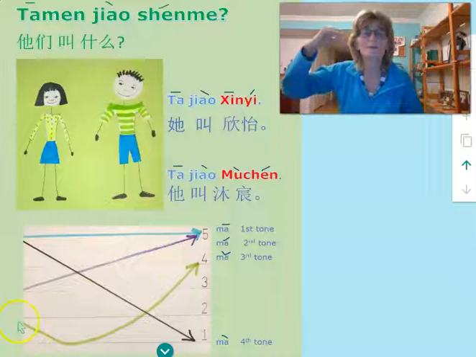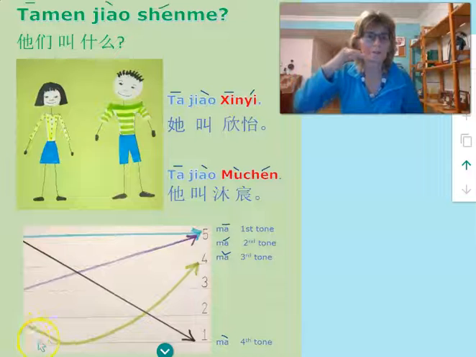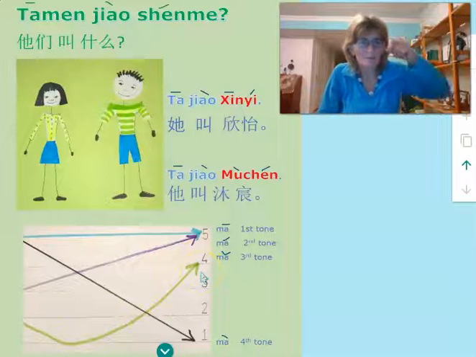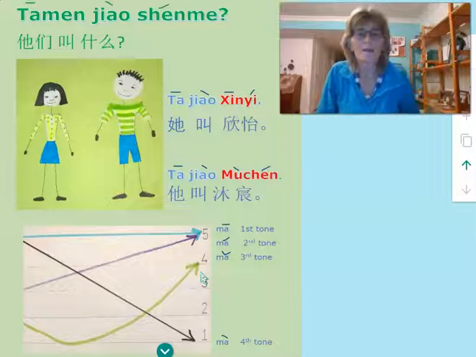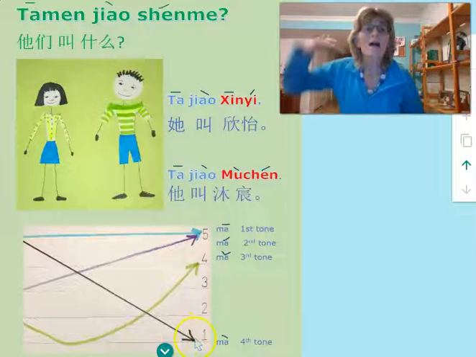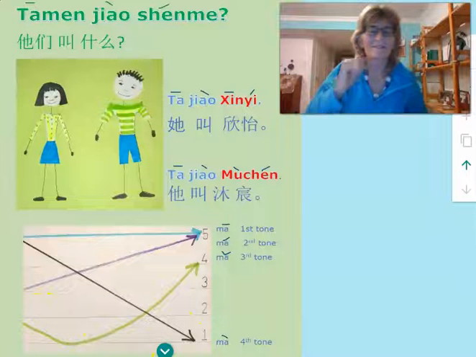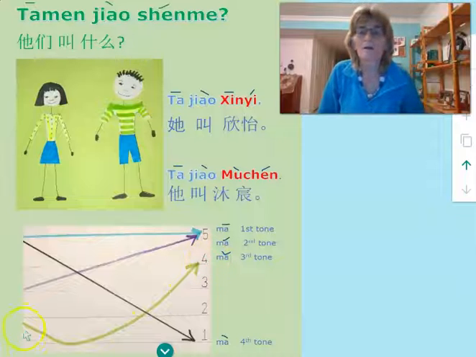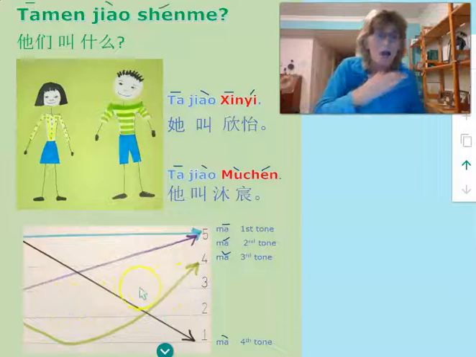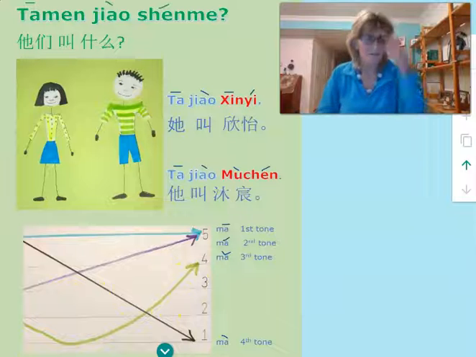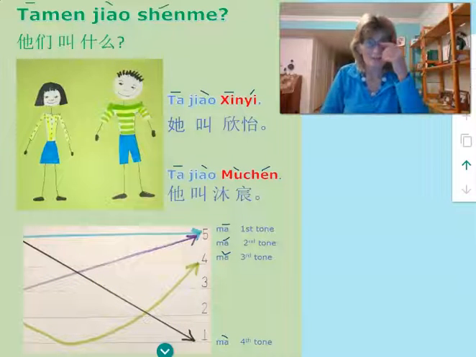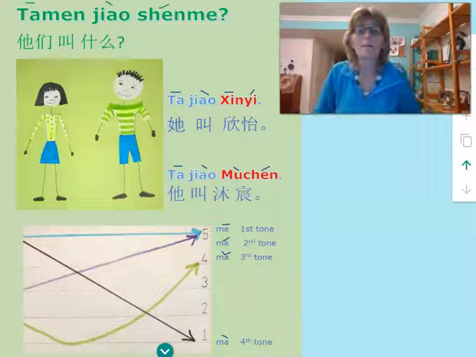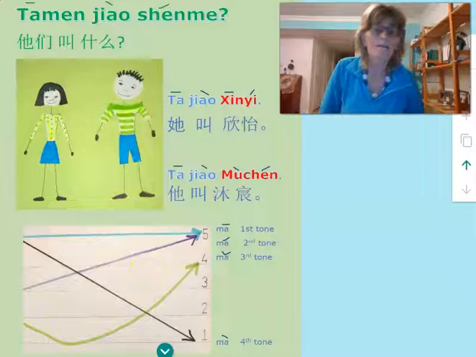And the third tone starts quite low, goes a little bit lower, and then goes up. A bit like a tick. Do, do. And the word we had at the beginning, 大家, how, that's a good example of the third tone. Let's look at this. Ma, ma, how, how. When you're saying it, bring your head down a little and then go up, and you can feel yourself going down and up. Ma, ma.